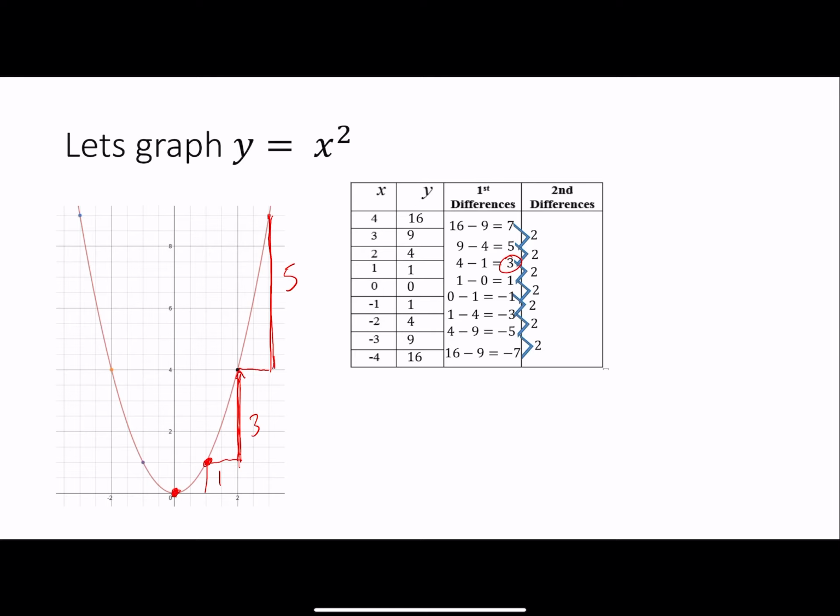My next step will be 5. Each time my step increases by 2. My next step will be 7. We can't graph it here, but you can go ahead and verify that. The purpose of this video was to show you that every quadratic equation is a parabola, and every parabola has a step pattern, which is defined by its first difference.